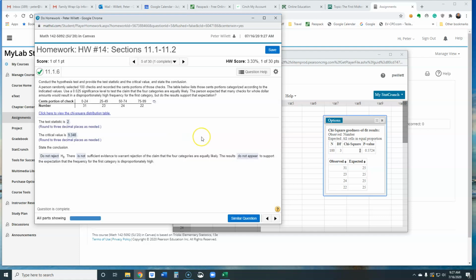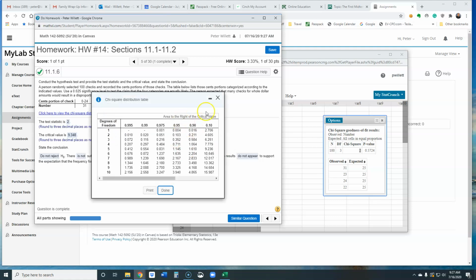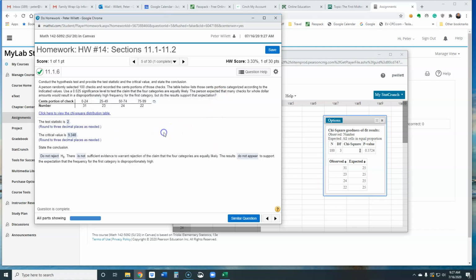Okay, so just a quick example to show how you can use StatCrunch for some of the things needed. Again, for the critical value, you could do that in StatCrunch, but they conveniently just give you a table where you can look it up right here, and that's a lot easier.